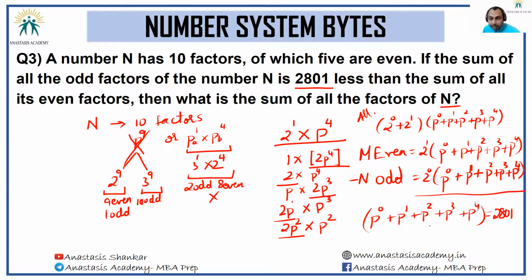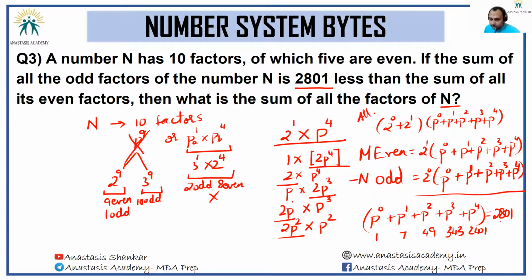Now, if you want to find out the value of p, of course, you can go ahead and find it by plugging in values to get 2801. You will reach the value of p as 7. You get 1 from here, 7 from here, 49 from here, 343 from here, and 2401 from here.